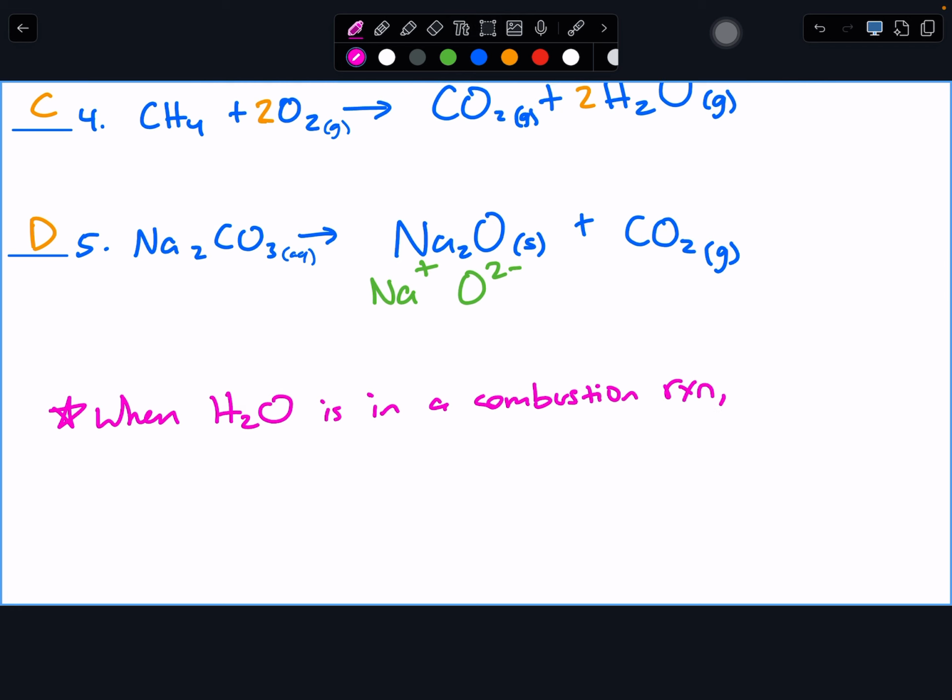Can I take a picture of the periodic table? Yeah, I think he put it in the group chat. Yeah, it's in the group chat. Thank you. You got every single answer correct. I don't know why you were scared in the first place. Okay, when H2O is in a combustion reaction, it will be a gas.